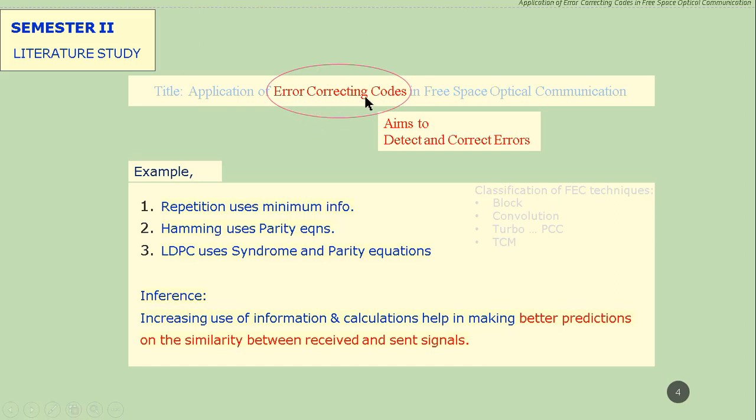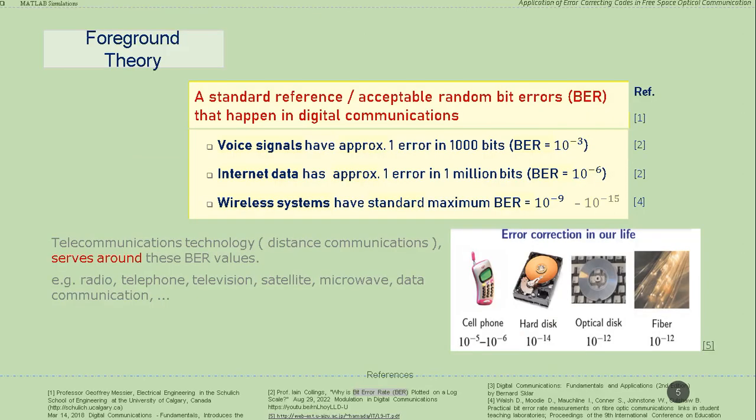Application of error correcting codes in free space optical communication. We are looking at error correcting codes. This is a coding scheme that aims at detecting and correcting errors. Some of the coding schemes start using more and more information to predict what the received signal was, and how similar it was to the sent signal.